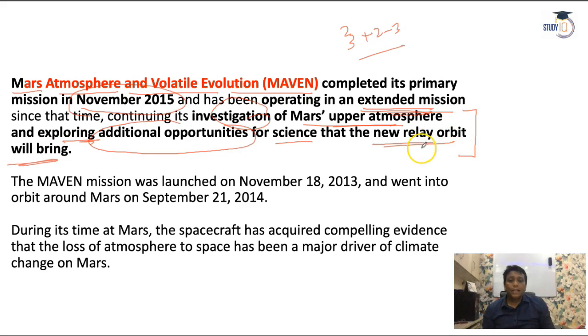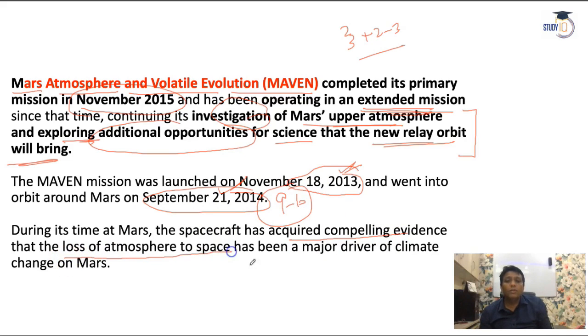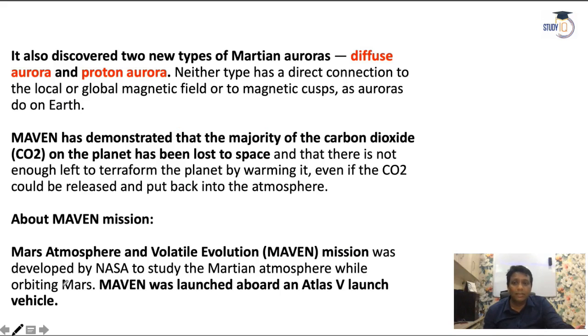Another one, guys: the mission was launched in November 2013 and reached Mars in September 2014. So December, January, February, March, April, May, June, July, August, September, around 9 to 10 months of journey to reach the Mars orbit. During its time at Mars, the spacecraft has acquired a lot of evidence that the loss of atmosphere to space has been a major driver of climate change on Mars. So a lot of the carbon dioxide and everything on Mars is being lost to space.